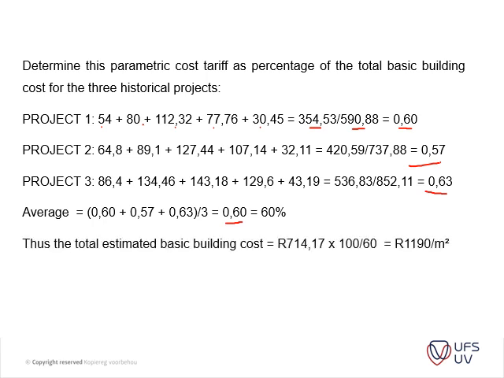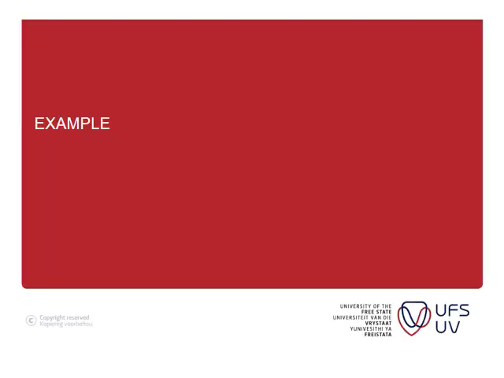So what you do is you take that, so that's the total estimated basic cost for your building. You take that 714 Rand and 17 cents which you worked out in table 2, and you make that 100%. To make that 100%, you put 100 over 60 to get to your total basic building rate. Okay, and that is basically how you do your parametric system or method.